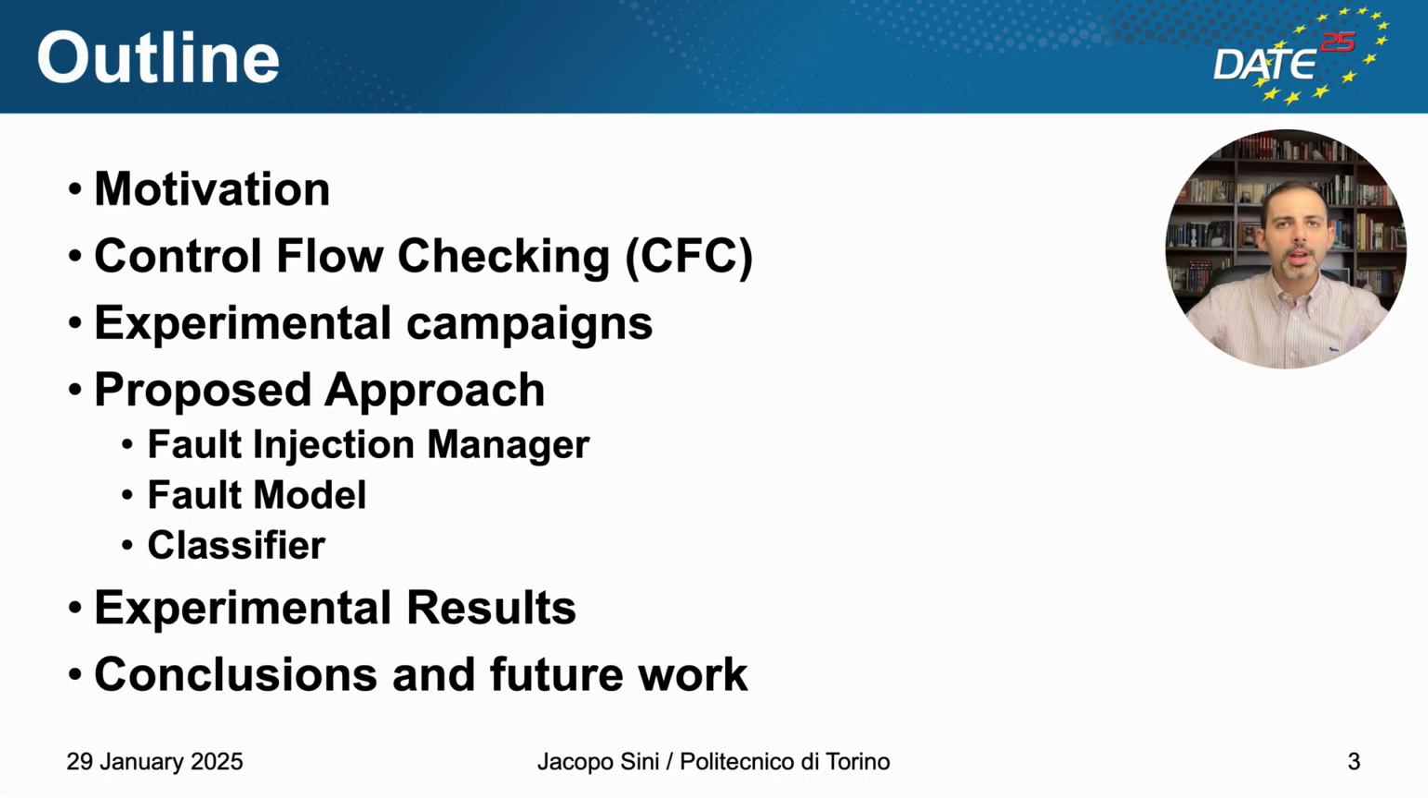We can start with the outline of this presentation. First of all, I will provide some motivations on why implement software implemented hardware fault tolerance and why we are targeting the Rust programming language. After that, I will introduce the chosen techniques, commonly referred to in the literature as control flow checking. Then I will describe the experimental campaigns we performed and the proposed approach to perform fault injection by presenting the fault injection manager, the model of the injected faults, and how we classify the injection outcomes. After that, I will show the experimental results and finally describe the conclusions and what we are planning for the future.